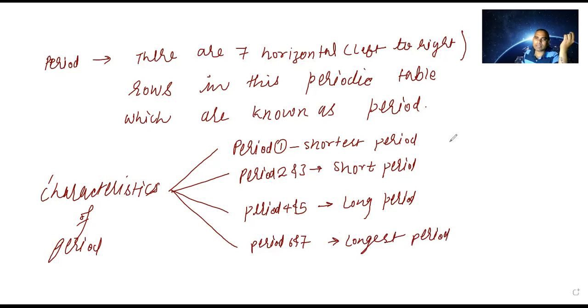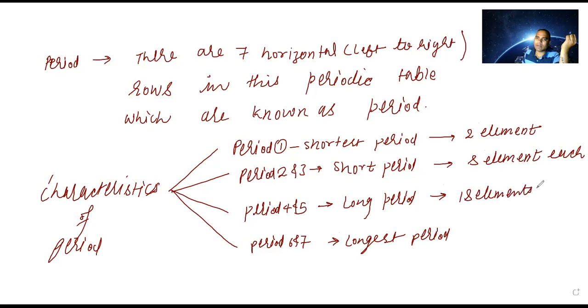Now let us try to understand the shortest period. How many elements are there? Only 2 elements. Short period has 8 elements each. You need to memorize this: 8 elements each. Long period means 18 elements each, so periods 4 and 5 have 18 elements each. Periods 6 and 7 have 32 elements each. This we need to keep in mind.